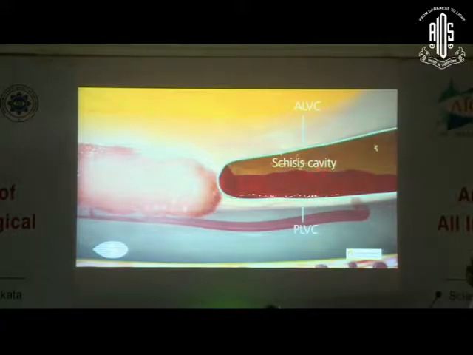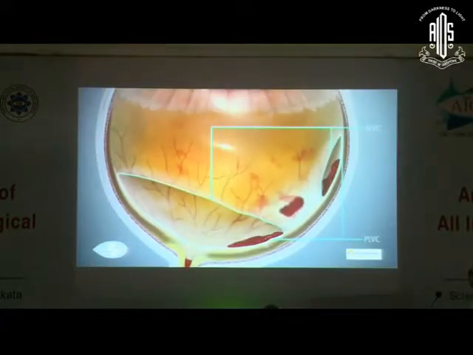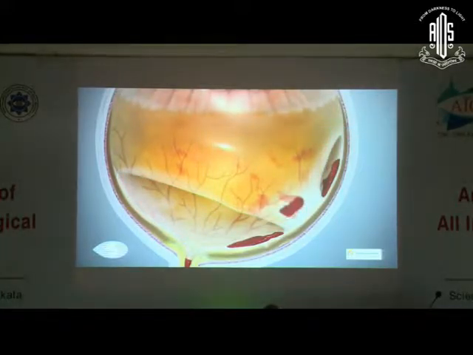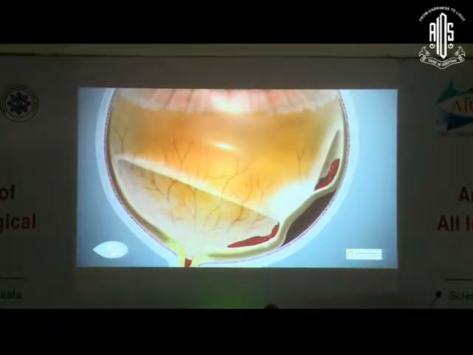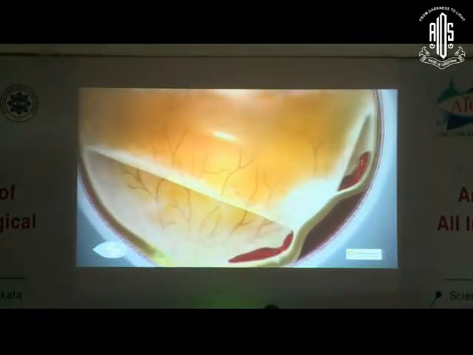You have to be aware of that posterior layer, and you have to get underneath that when you proceed with your dissections. Here we see the schisis cavity with the anterior and posterior leaf of the vitreous cortex, and then once this contracts, it produces a traction retinal detachment.